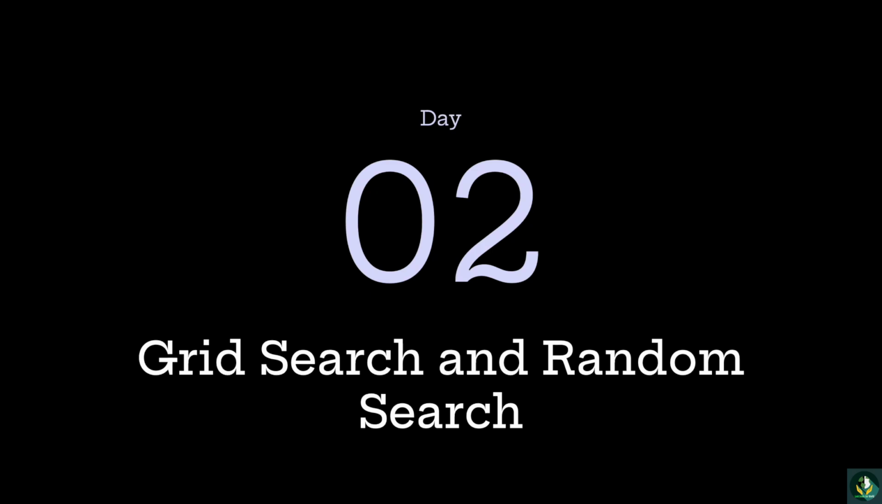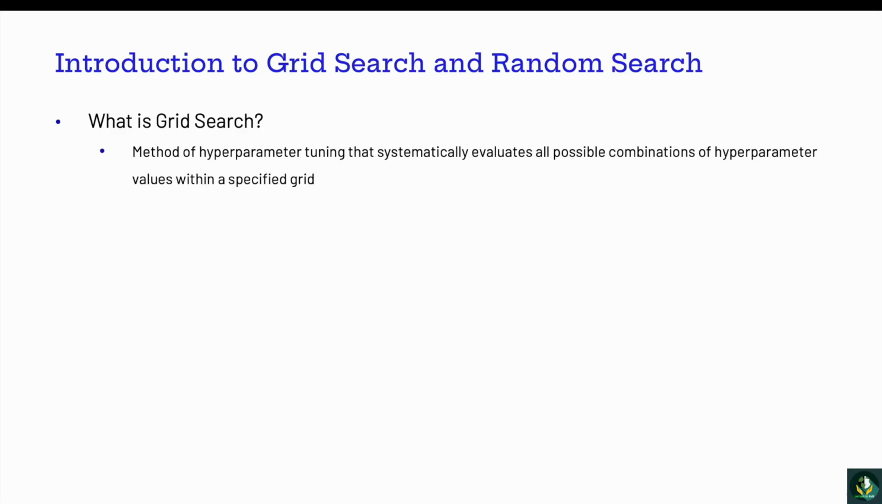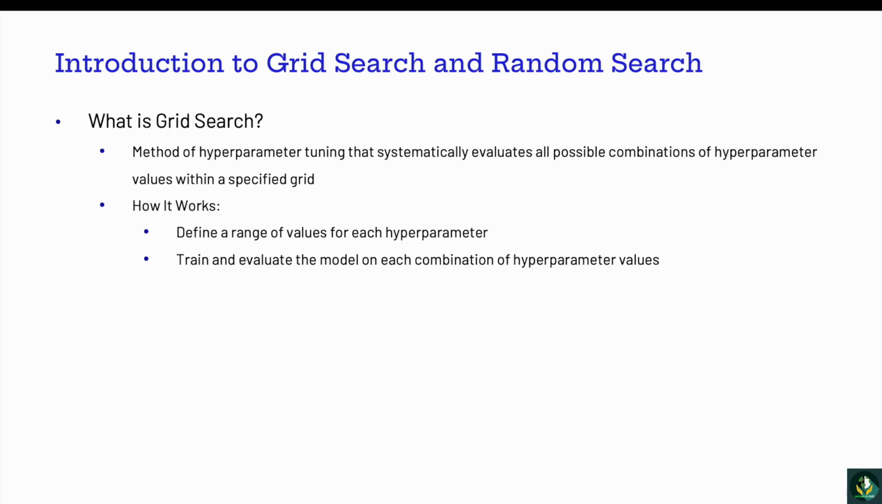Day 2, Grid Search and Random Search. Today, let me first introduce you to Grid Search and Random Search. What is Grid Search? Grid Search is a method of hyperparameter tuning that systematically evaluates all possible combinations of hyperparameter values within a specified grid. Now, how does it work? You define a range of values for each hyperparameter, train and evaluate the model on each combination of hyperparameter values, and select the combination that yields the best performance.